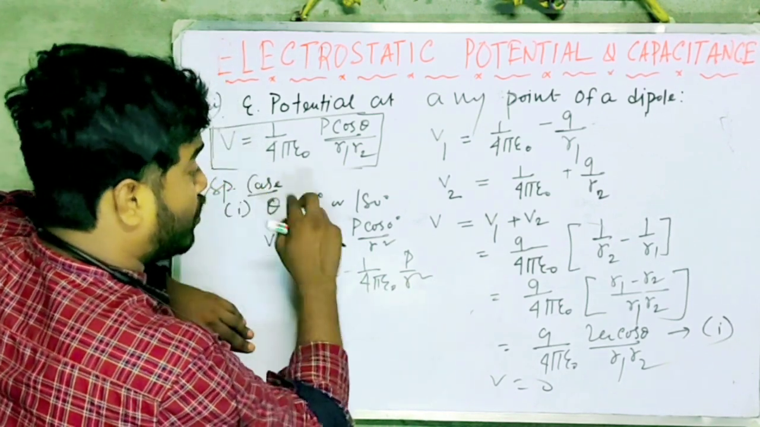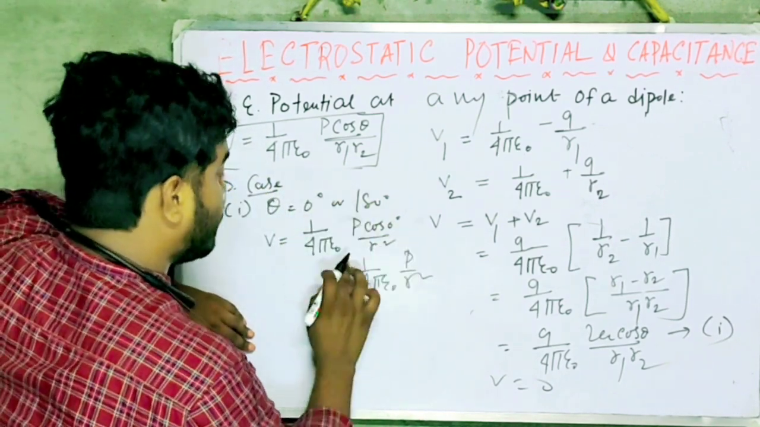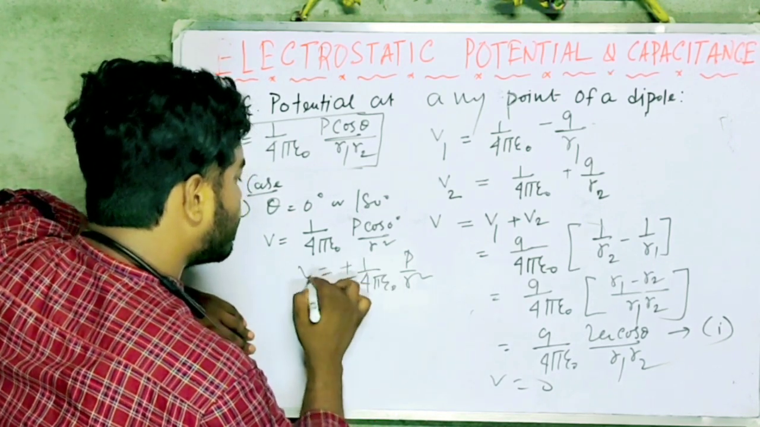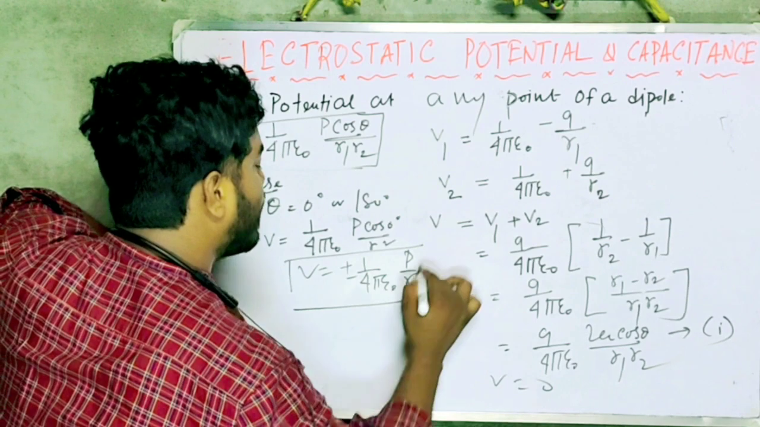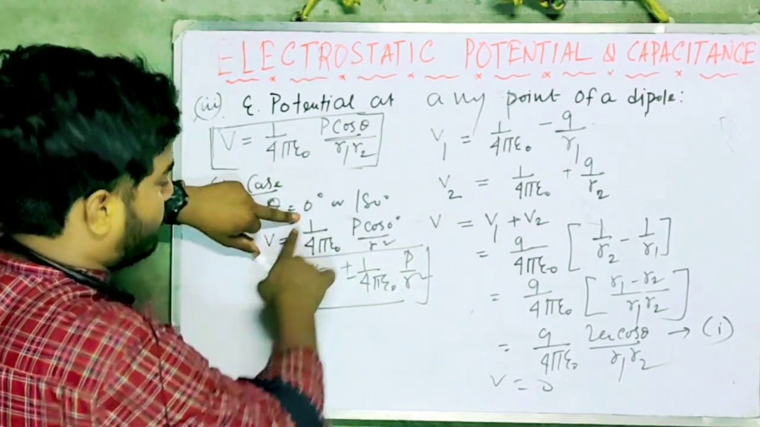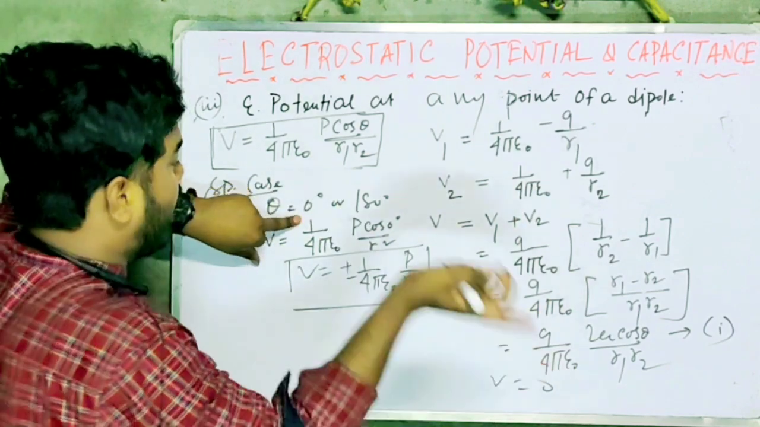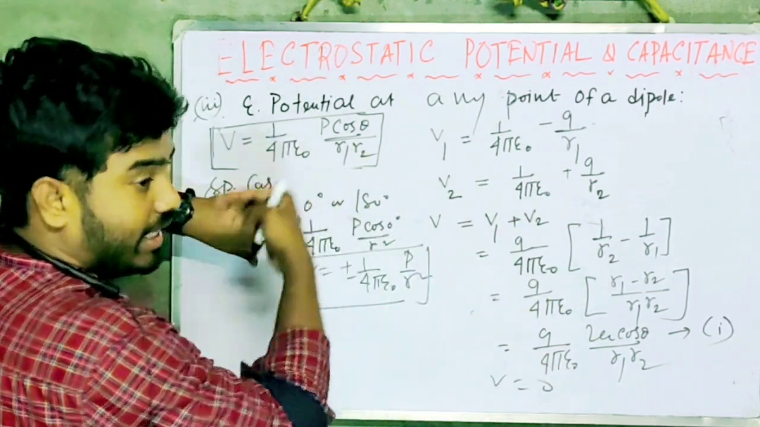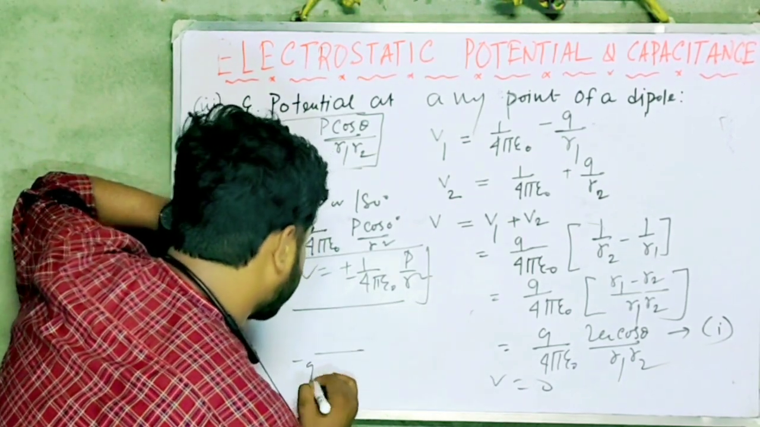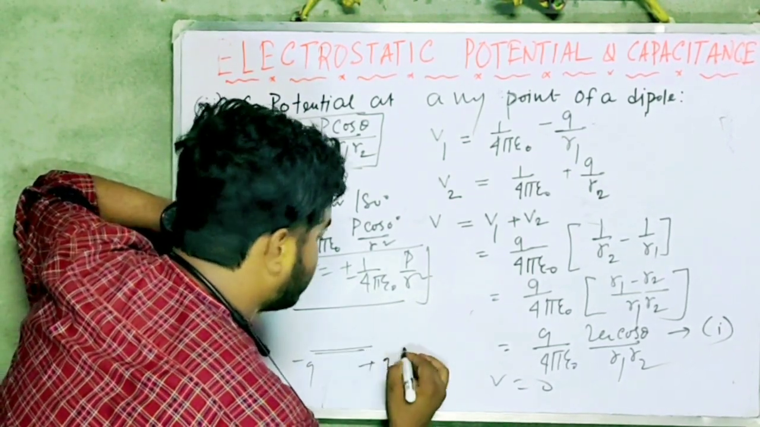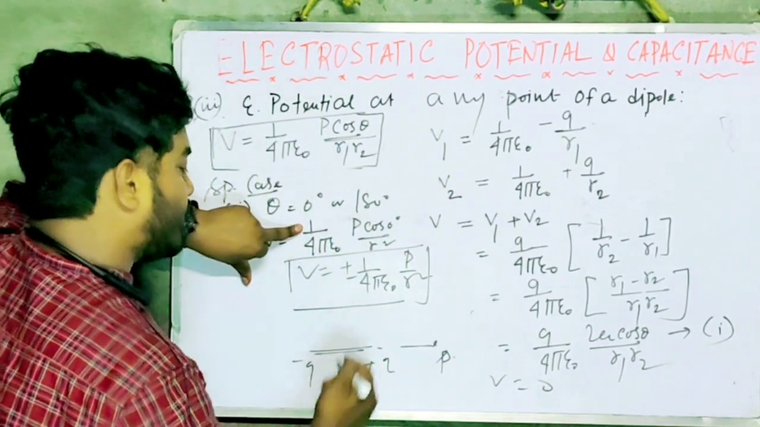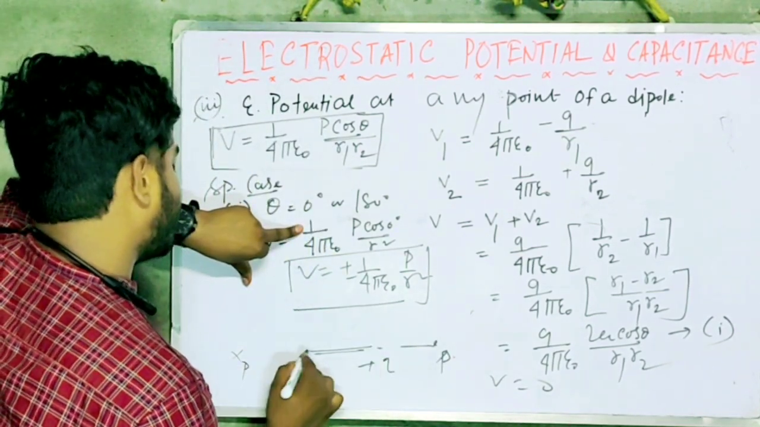So if theta is equal to 0 or 180, the final expression of V will be plus minus 1 by 4 pi epsilon naught P by R square. For theta 0, that is electric potential is positive, and for theta 180, that is electric potential is negative. Okay, that means if we consider dipole, this one at theta 0, that means point P is here, and theta 180, that means point P is here.